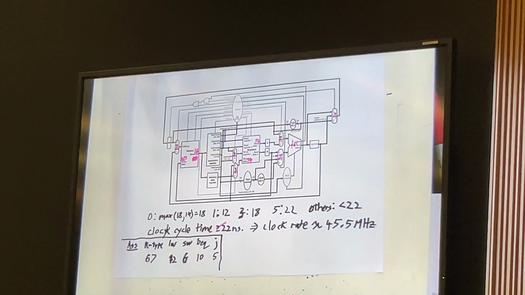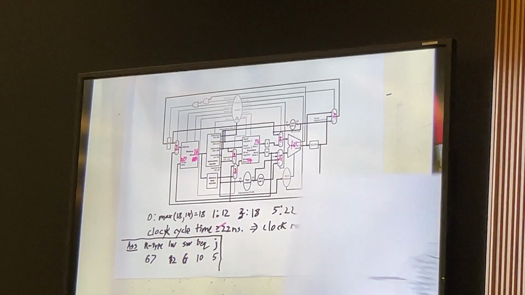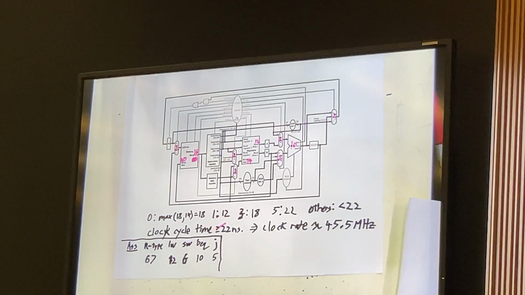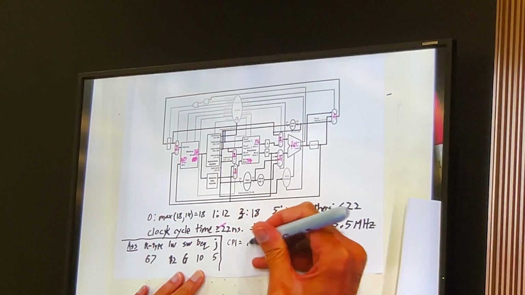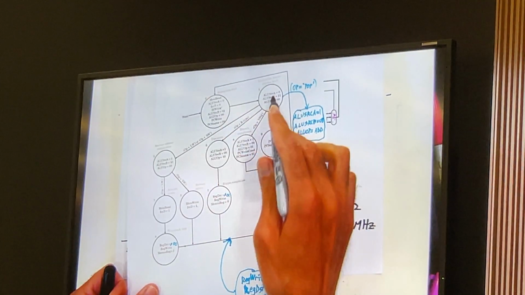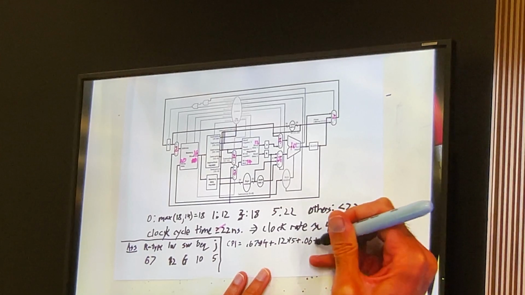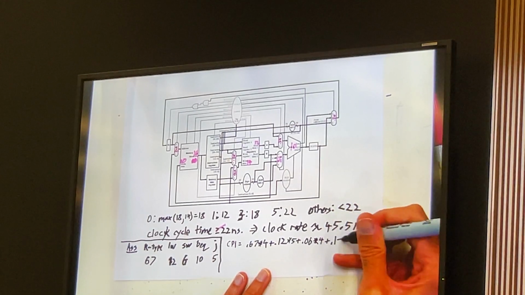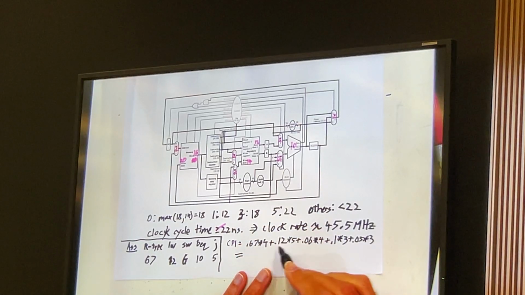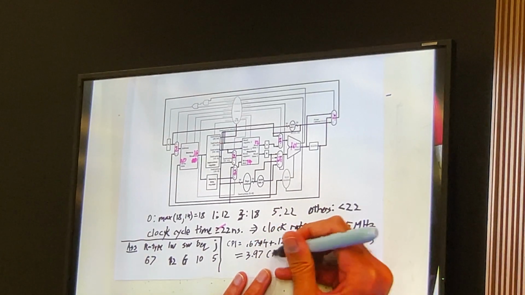So what is the MIPS rating? It's going to be 67% times R type, 4 cycles. So CPI equals 0.67 times 4, plus 0.12 times the load word, which takes 5 cycles, plus 0.06 times 4 cycles, plus 0.1 times 3 cycles, plus 0.05 times 3. Which comes to 3.97 cycles, if I did my arithmetic right.